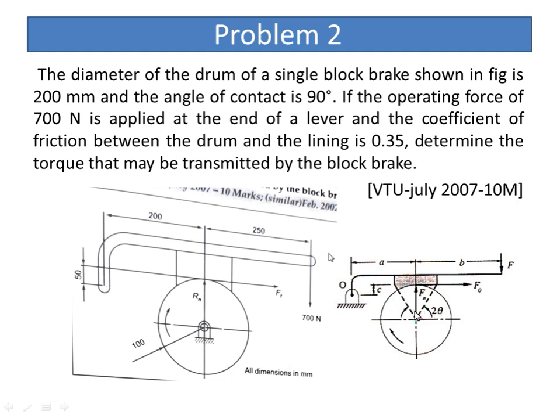In the previous problem this was not given. The most important thing in this case is the coefficient of friction. In the last problem we considered one value, and here 0.35 is given as the coefficient of friction. Since 2 theta, the block angle, is greater than 60, I will tell you about this while solving the problem.